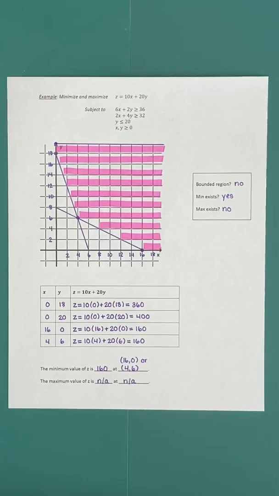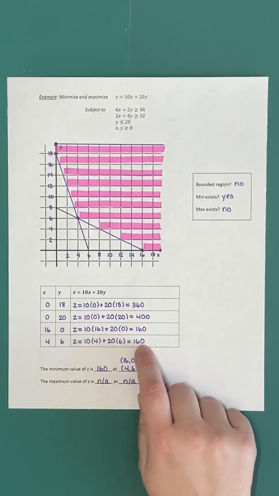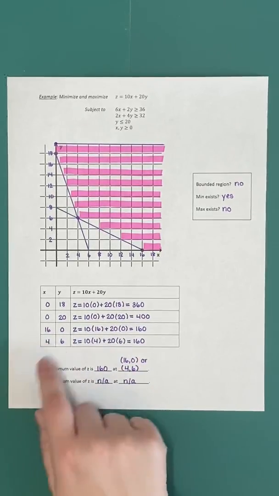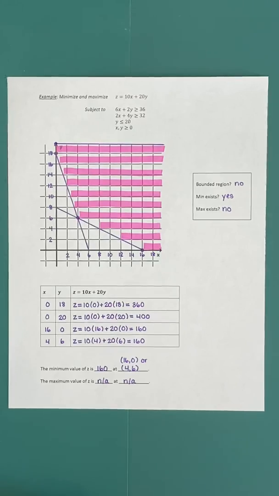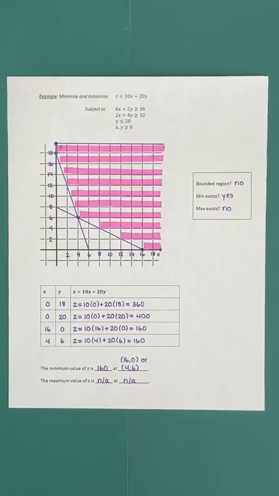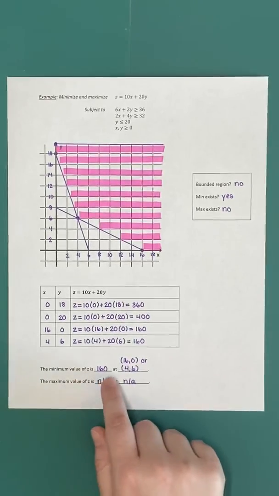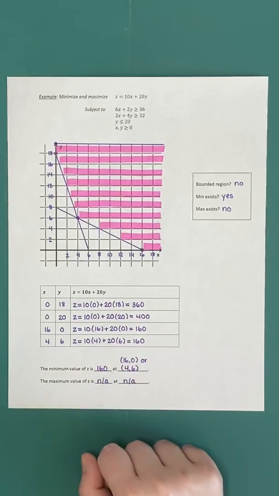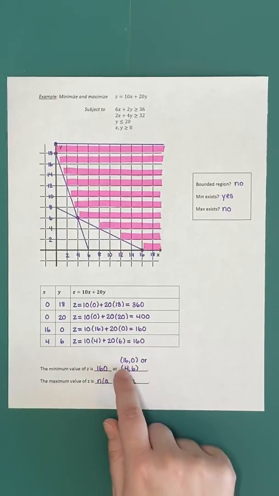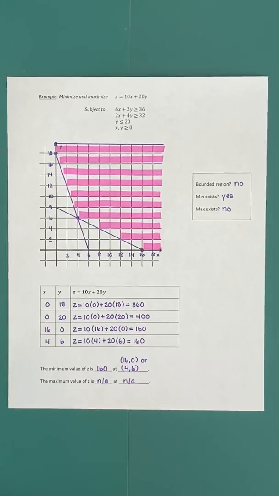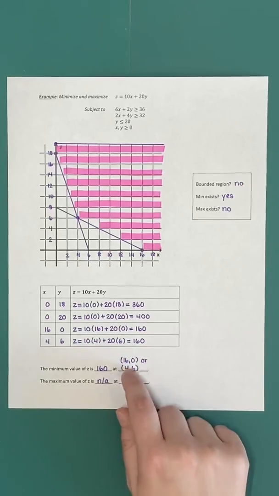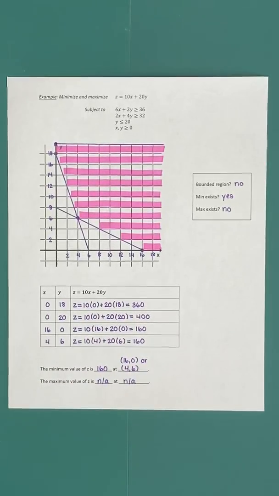There is a true minimum though. So the true minimum value is 160. But notice two different combinations would give us that minimum value. That's okay. What that means is that there are in fact two different combinations that minimize our objective function. So the minimum value is 160. That's the smallest value that our objective function can take on. And that minimum is going to occur either at 16, 0, that's one possibility, or we could choose x is 4 and y is 6 and get the same minimum value. So either one of these combinations would optimize this situation where the goal was to minimize this function.